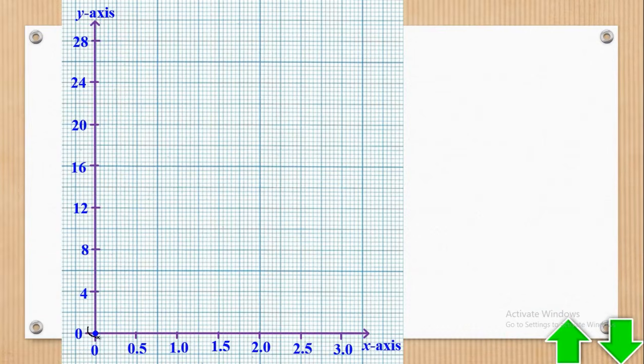So the first one, when x is 0, y is all that. When x is 0.5, y is that. When x is 1, y is that. When x is 1.5, y is that. When x is 2, y is that. When x is 2.5, y is that. When x is 3, y is that.